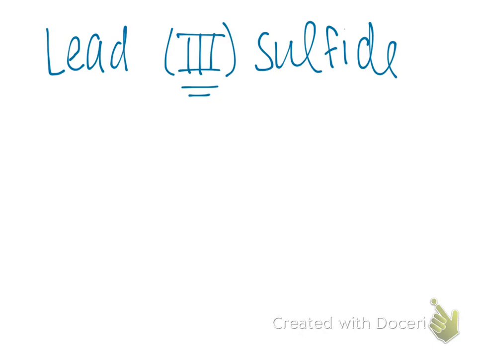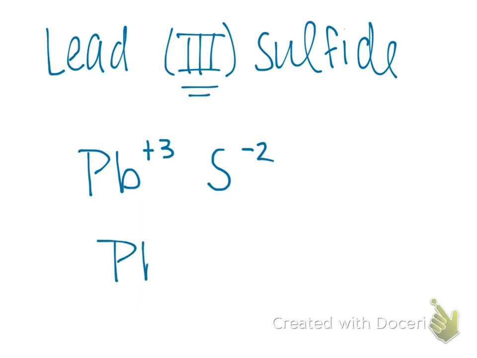So lead 3 sulfide would mean I start with Pb plus 3. And sulfide is S. What's the charge for S? Minus 2. So if I were going to combine those into a chemical compound, what would be my final compound? Good. Pb2S3.